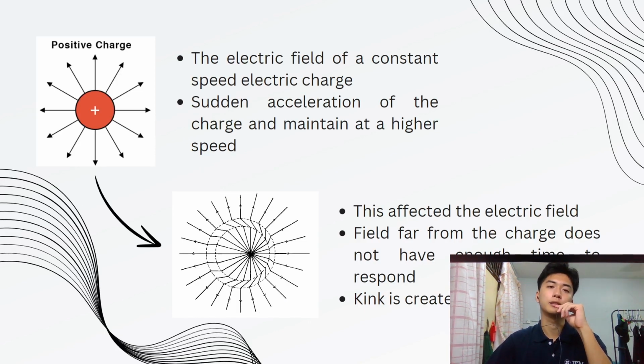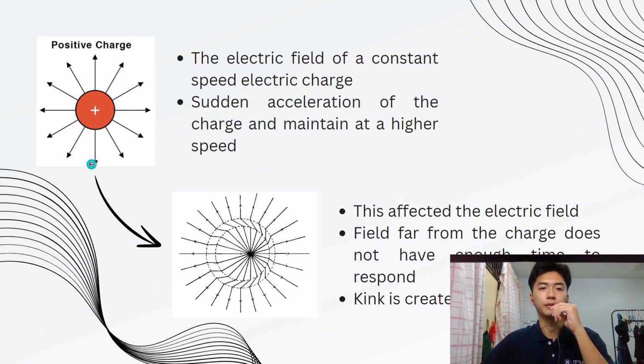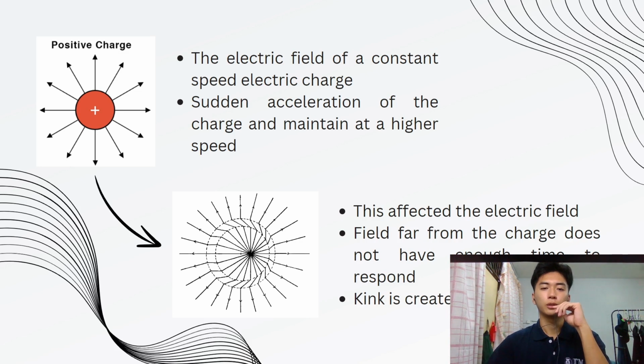To explore it logically, we consider an electric charge with a constant speed. So this is the electric field. In a fraction of a second, it accelerates and continues its uniform motion at a higher speed. This causes the electric field far away from the charge to be unable to respond to it. So now we have two different electric fields. One is the electric field near the charge, and another one is the electric field far from the charge. And we know that electric field is non-breakable, so the transition between these two electric fields is called a kink. And the kink is the radiation of electromagnetic wave.